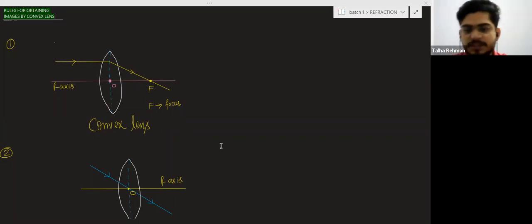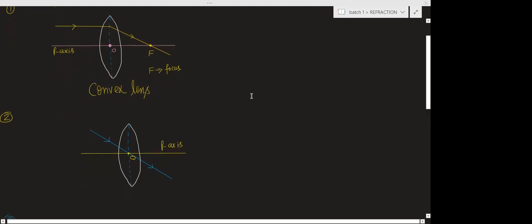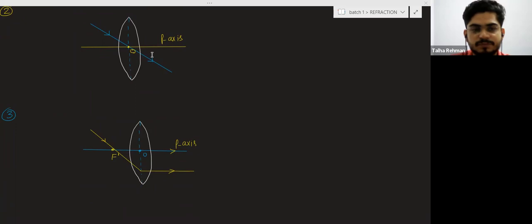Hamna, Abdullah, and Arshia, have you also completed this? Yes, sir. Okay. Just write these two parts also, because we will use these things in the image formation by the convex lens. Now we will see how the image will be formed with the help of convex lens.